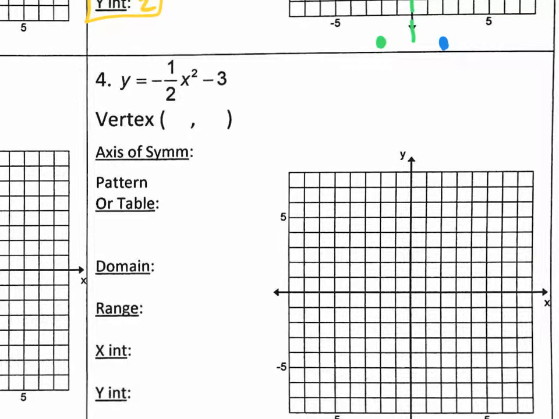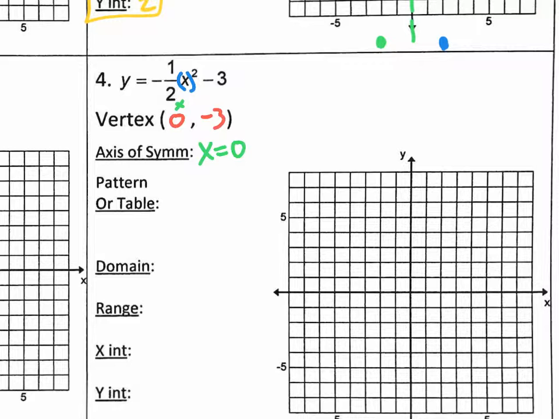So right here, what's our vertex? Think about the parentheses being around the x. H and k. What's h? 0. K is negative 3. And then your axis of symmetry, x equals 0, the x value of your vertex, right? Pattern. Do you guys want to use a pattern or do you want to use a table?